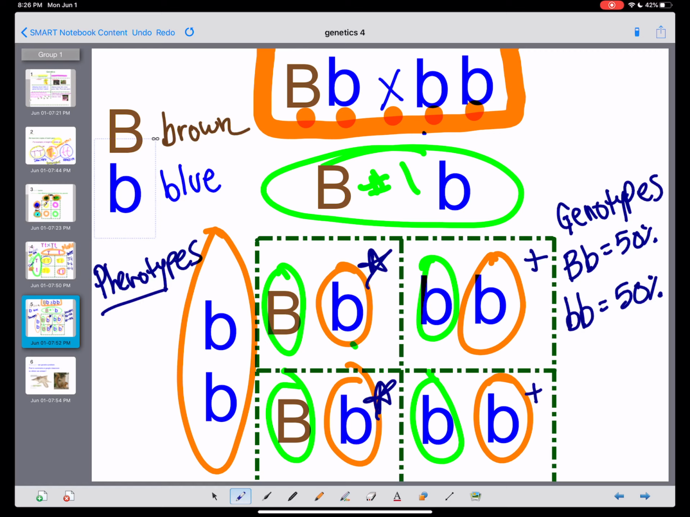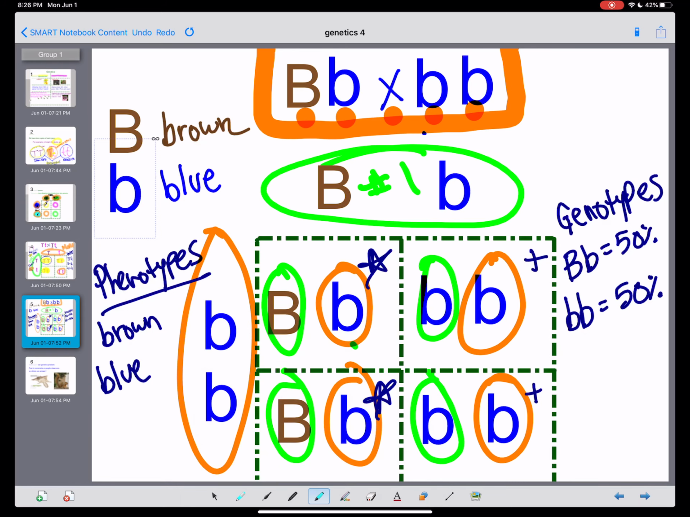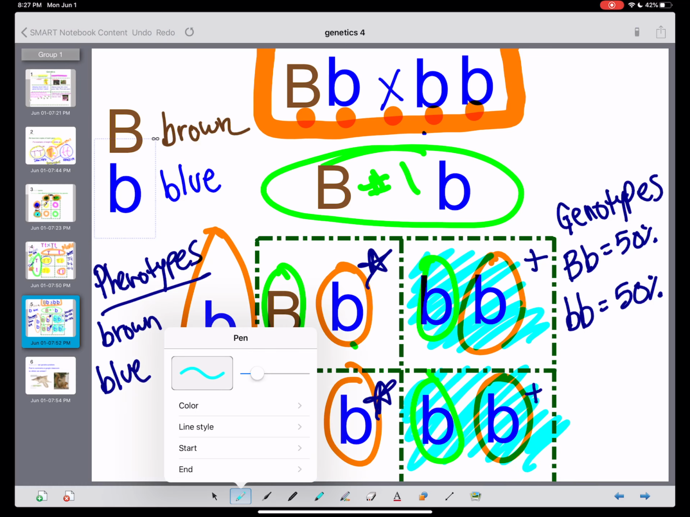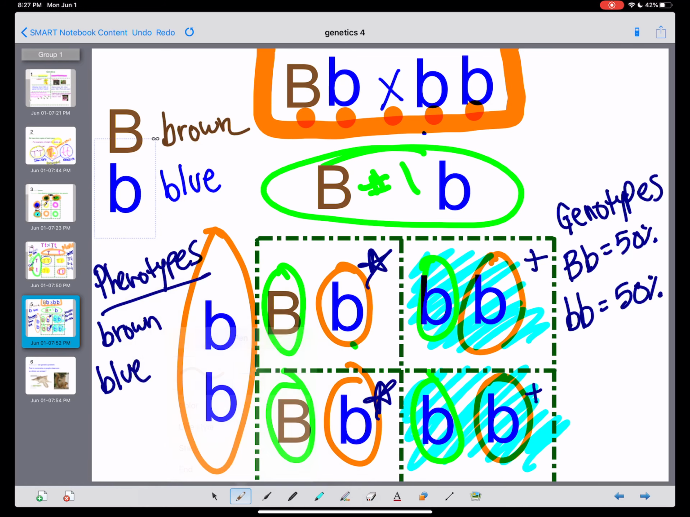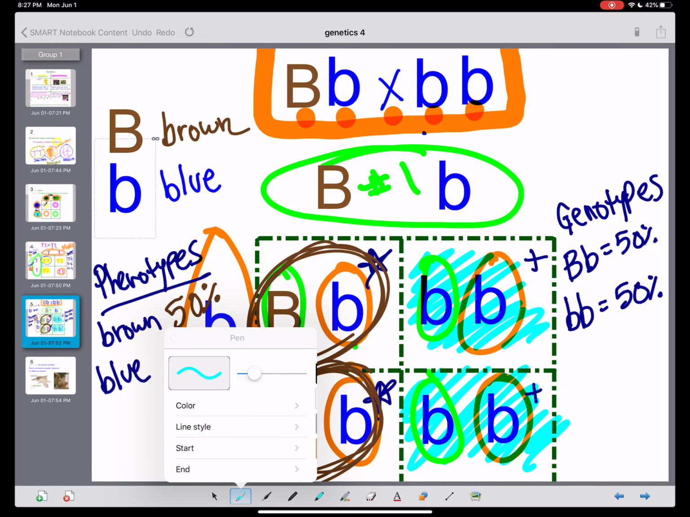Now let's look at the phenotypes. Phenotypes are what are expressed, what we actually see. So we have brown and we have blue. I'm just going to go in with my blue highlighter and highlight any ones that are going to be blue. So let's see, the brown's going to win here over the blue. Here, it'll be blue. Here, it'll be blue. And then this offspring will be brown and this offspring will be brown. So I see very clearly that 50% of the offspring will be brown and 50% will be blue.